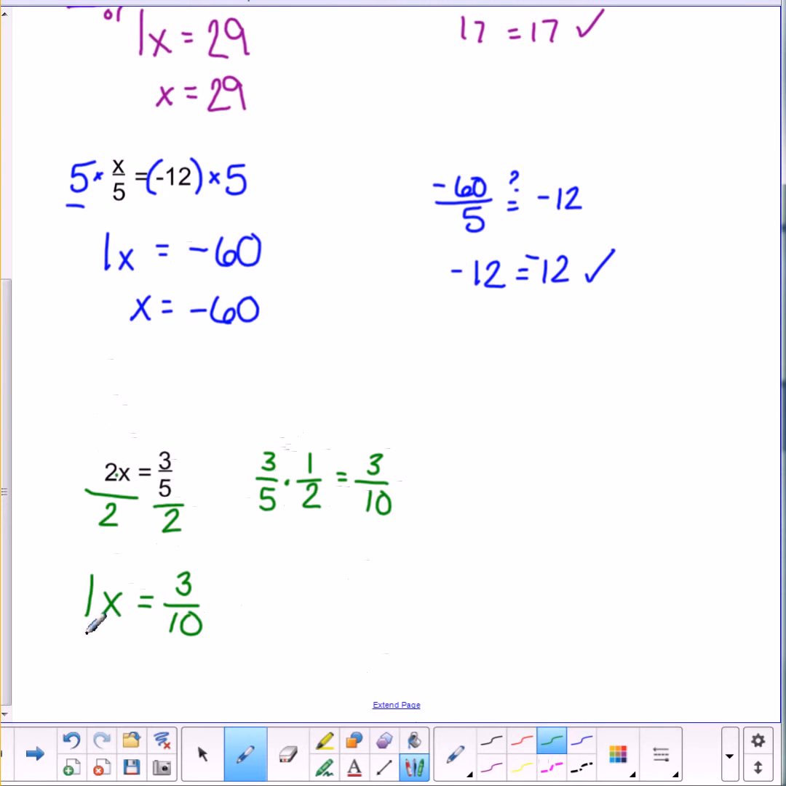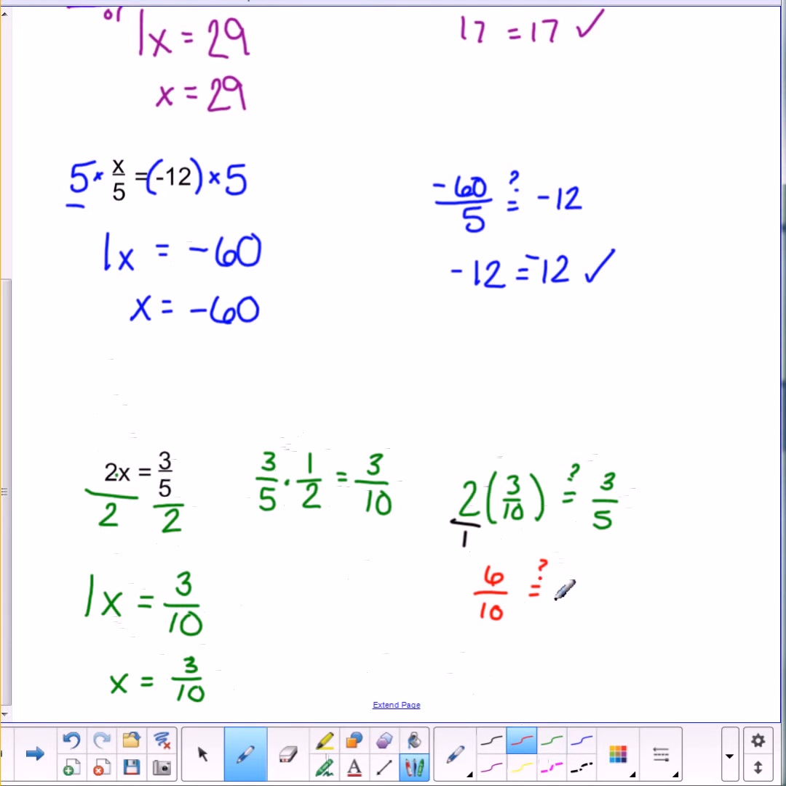Our variable is by itself, and it has a coefficient of 1, so that is our solution. X equals 3/10. And to check our work, we would say 2 times 3/10. Does that equal 3/5? Remember, when you're multiplying here, this is like having 2 over 1. So you multiply across the top. 2 times 3 is 6. 1 times 10 is 10.